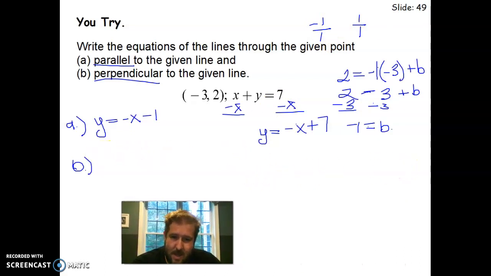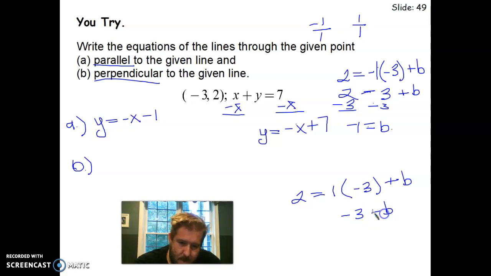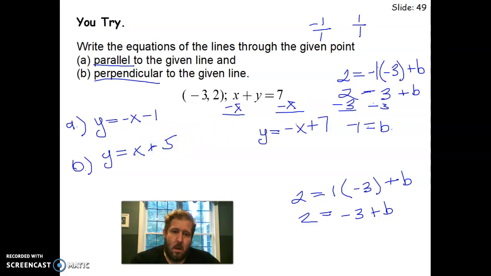So once again, let's test it. Let's plug these numbers in. So that's 2 equals, now it's got a slope of positive 1 this time, times negative 3 plus b. So that's negative 3, and then add 3 to both sides, and you get 5. So the equation is, since it's perpendicular, positive x, m is 1 now, x plus 5. All right, and I think that's it for this lesson.